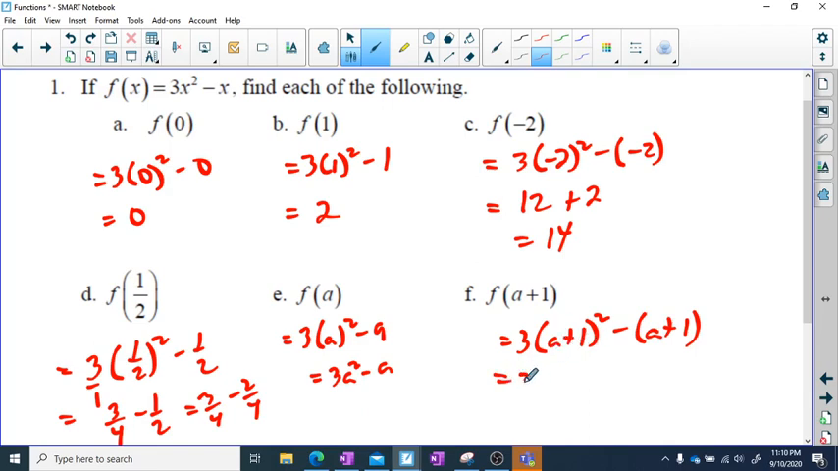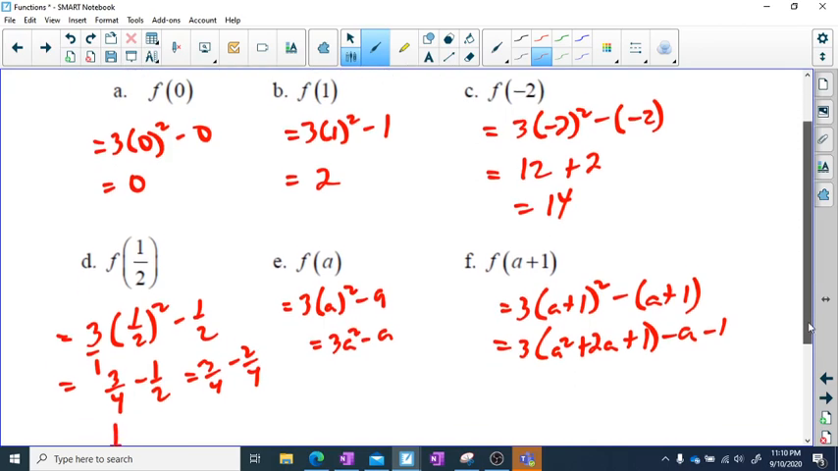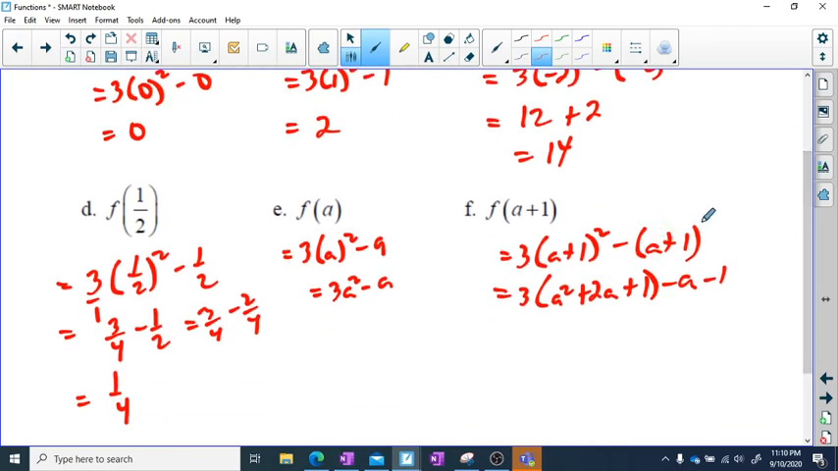Square your binomial first. So square the first. Multiply these two together, which would give you a positive a. Double it. Square the last one. Take away a, take away 1. Make sure the negative distributes to both of those. That's why the brackets are important there. Often here students won't put the brackets on here, and the negative will only go to the a, and they'll have the wrong sign on this one.